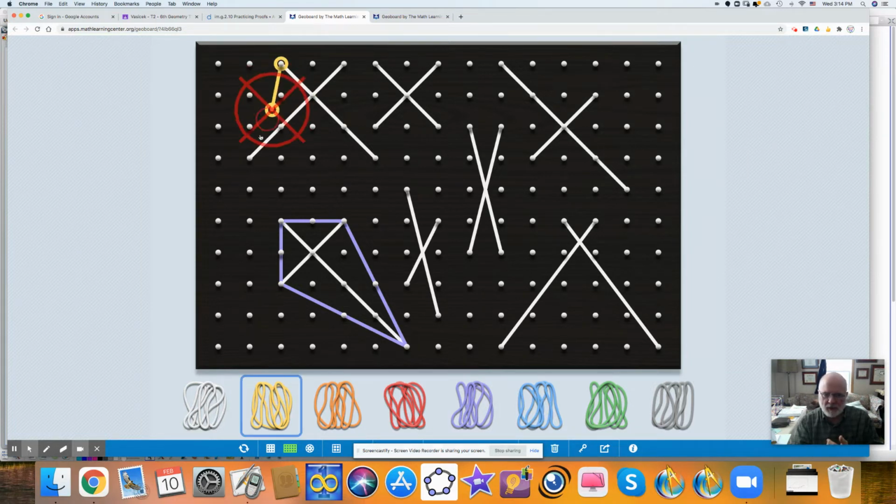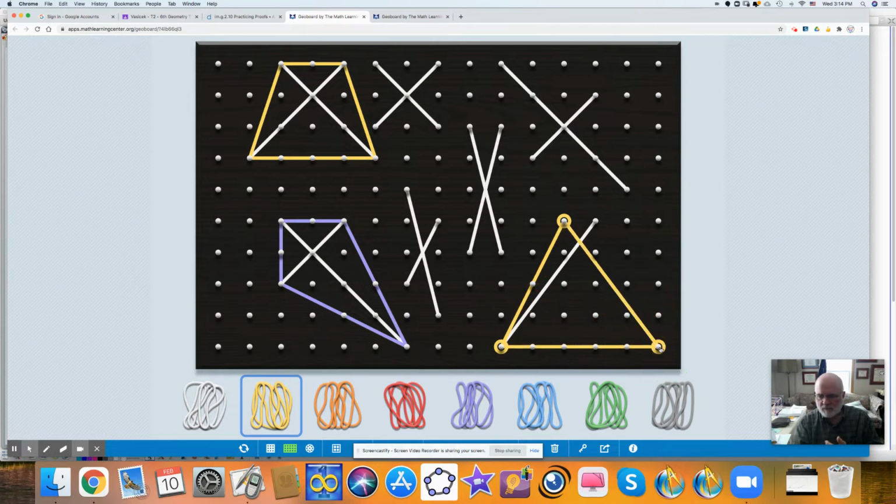This is going to be an isosceles trapezoid, and it looks like the diagonals are perpendicular. Is that true for all isosceles trapezoids? Well, this one is also going to be an isosceles trapezoid, and it's going to be apparent when you do this that you can say that the diagonals could be perpendicular, but they don't necessarily have to be.